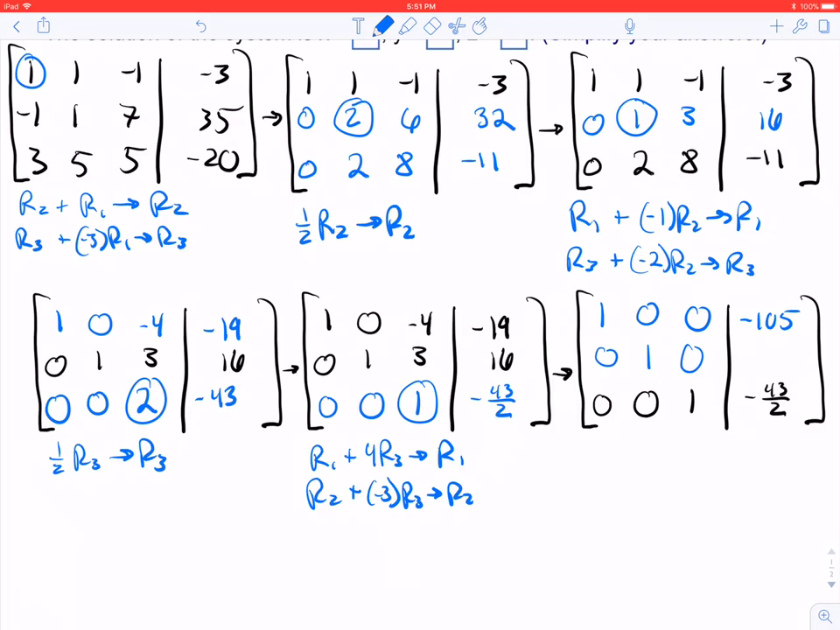So that makes it positive. 4 times 3 is, that's a 129 over 2. Dang, that's a lot. 8 times 129. I feel like this is off.